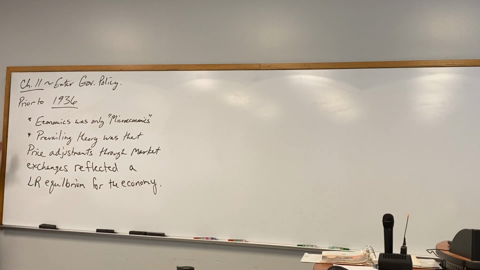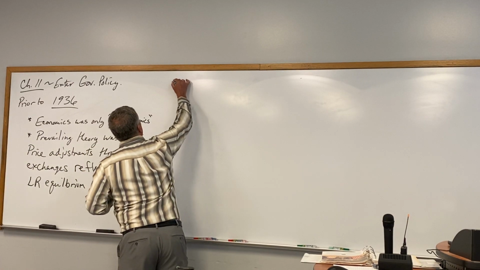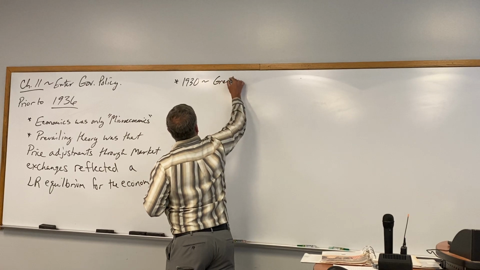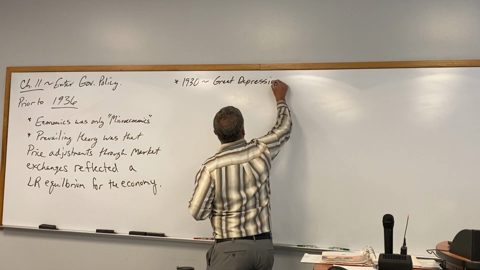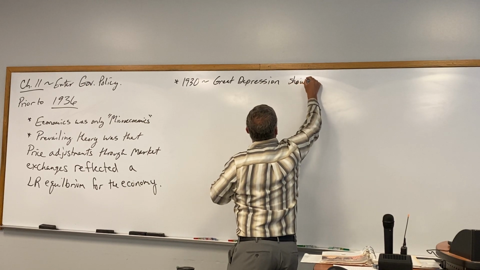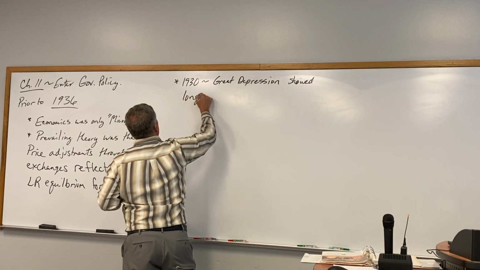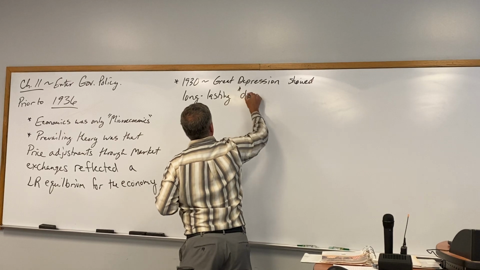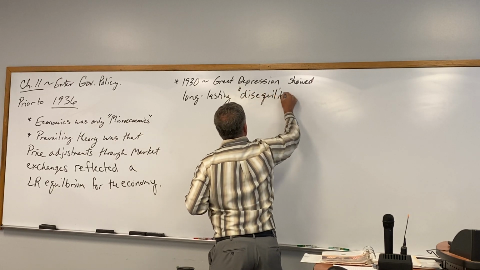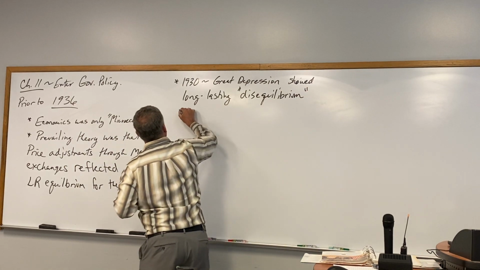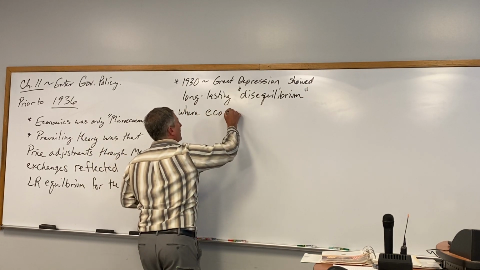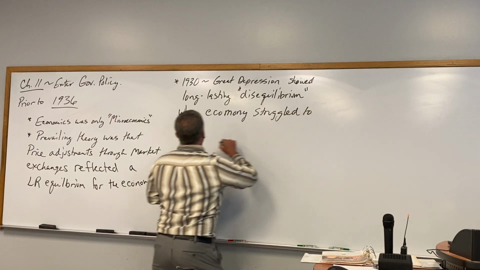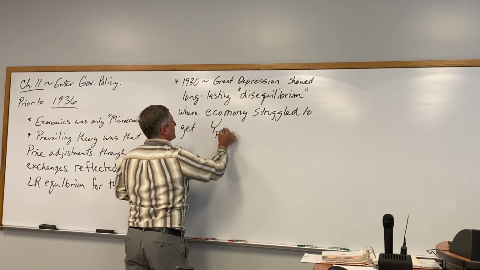All right, so then we get into the 1930s. So let's just put a little timeline here. 1930, Great Depression showed long-lasting, I'll put it in quotes, but disequilibrium, where the economy struggled to get to our full employment level.